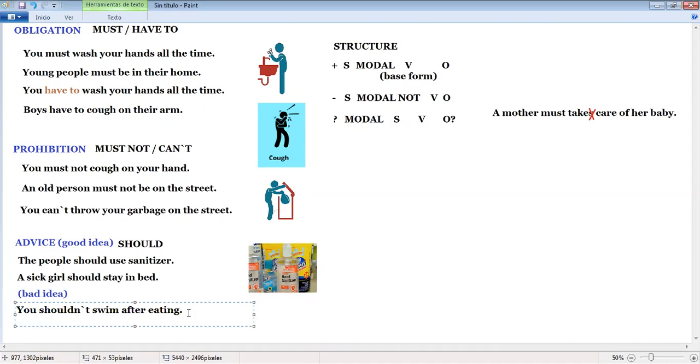Ok, ¿cuál es otra mala idea? Vamos a hablar de, por ejemplo, si uno es un turista, ¿no? Se recomienda no andar muy tarde. Entonces podemos decir, a tourist shouldn't walk on the street late. Yes.